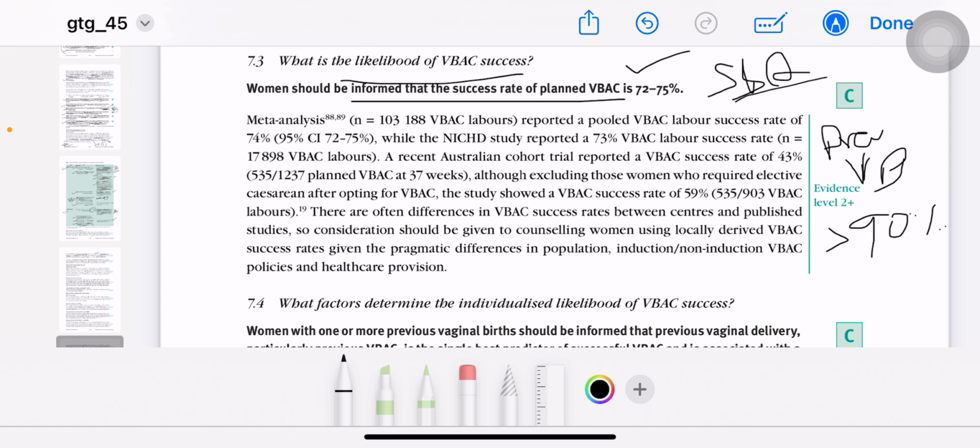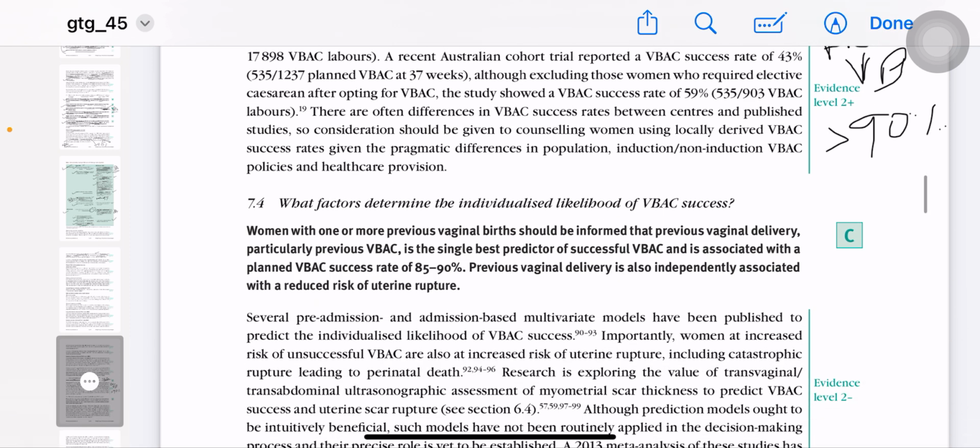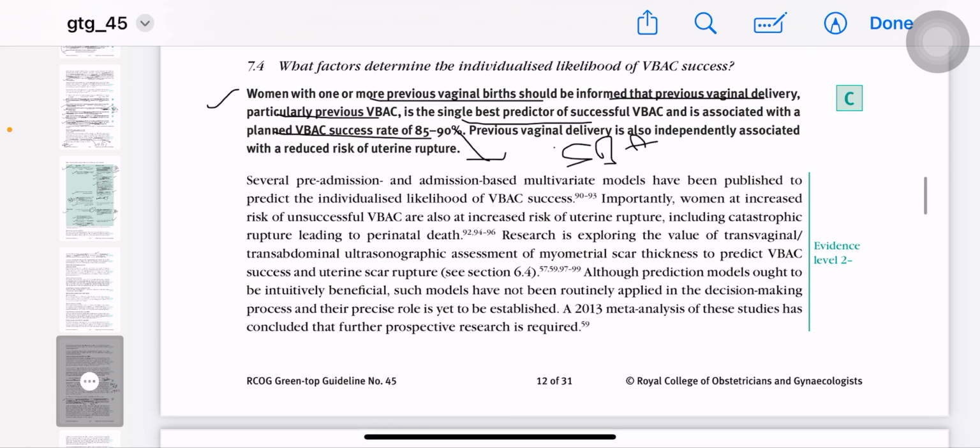With no previous vaginal delivery it is 72 to 75%, and with a previous vaginal birth, the patient's chance of successful delivery is more than 90%. Patients with one or more previous vaginal births should be informed that a previous vaginal delivery or previous VBAC is the best predictor for successful VBAC, with a success rate of 85 to 95%. So these percentages are important.